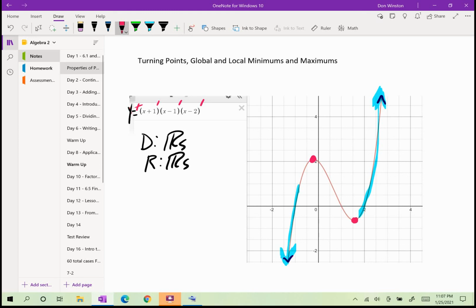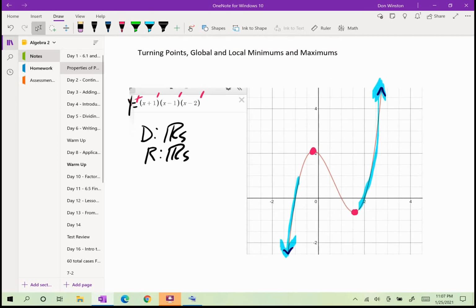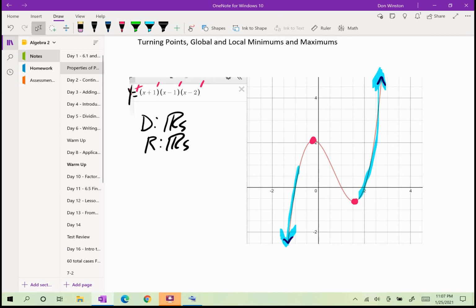All right. Global is the highest point on the graph if we have a global maximum. If we have a global minimum, it's the lowest point on the graph. I don't have any. The graph is going all the way to infinity on the right and negative infinity on the left. That will always be the case for odd degree polynomials. Oh, and this is degree 3. Odd degree polynomials have no global minimums or maximums, none.